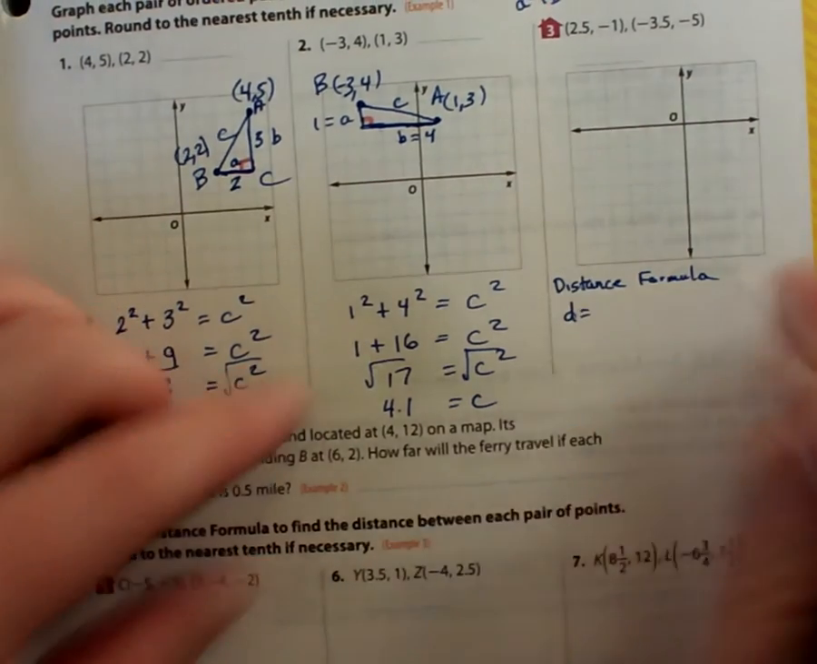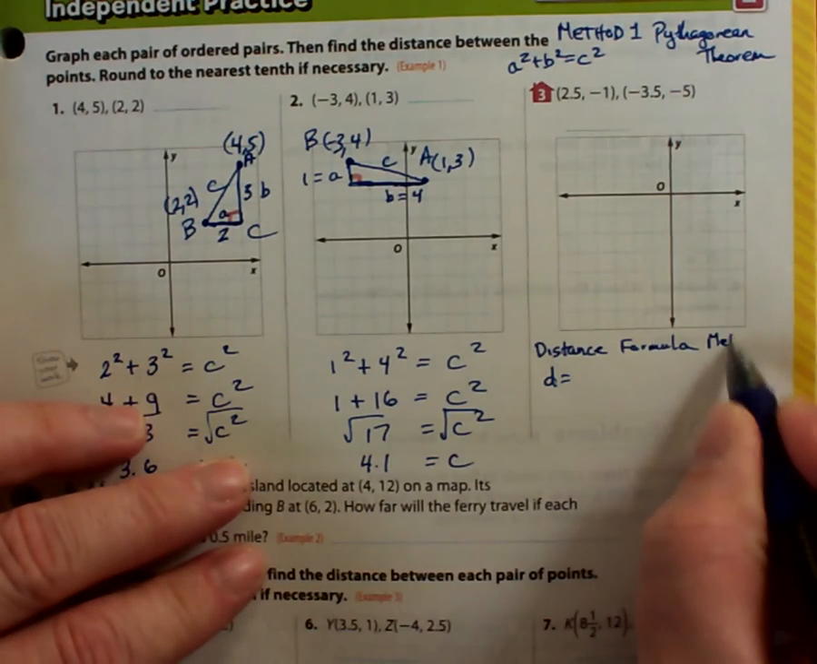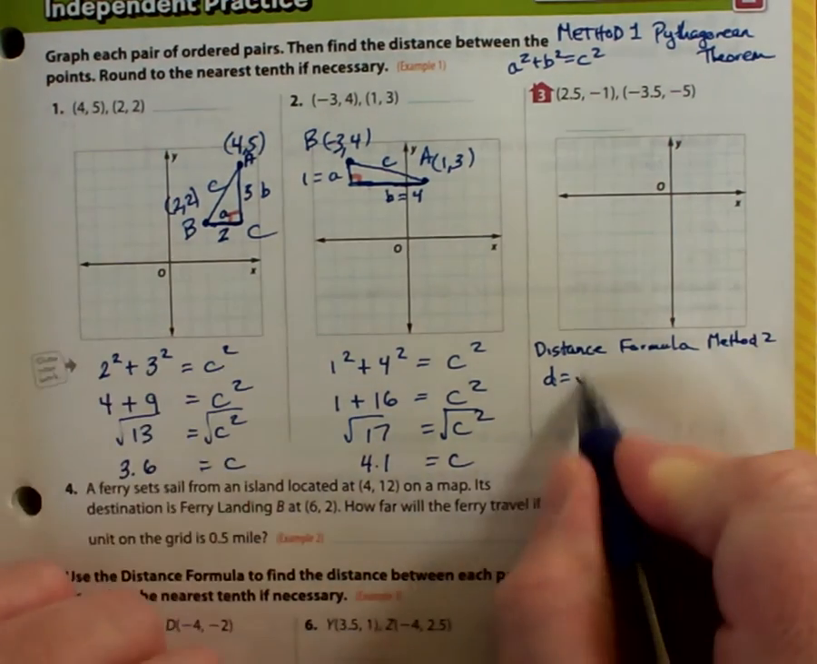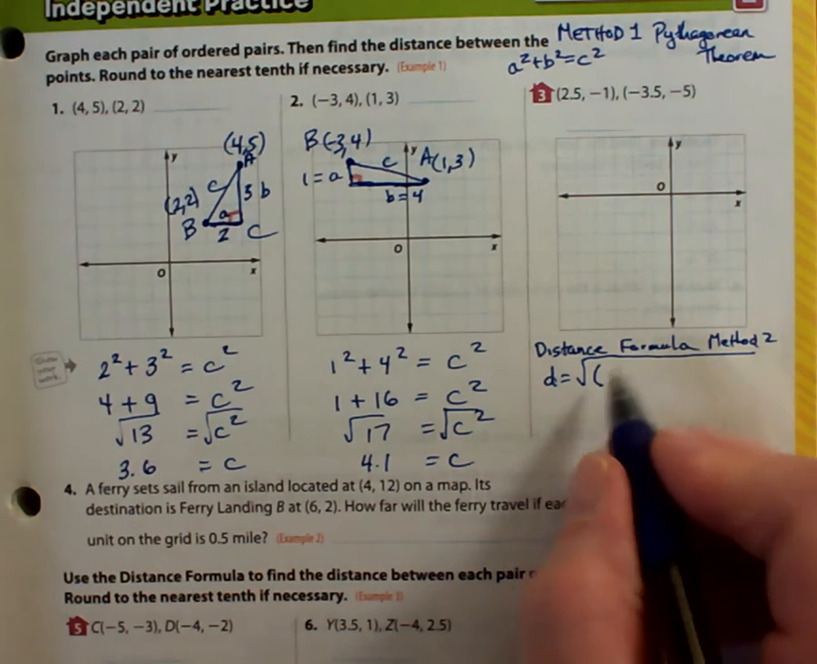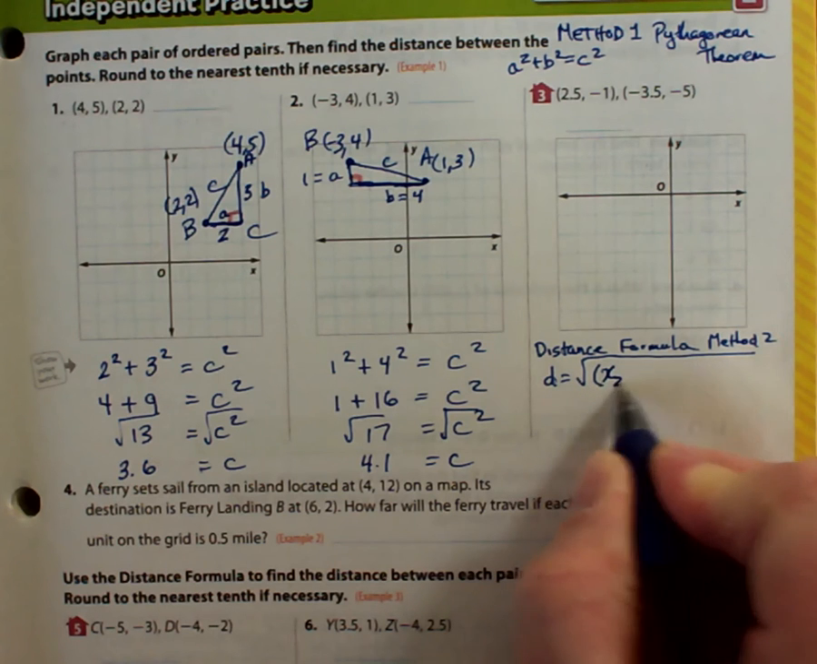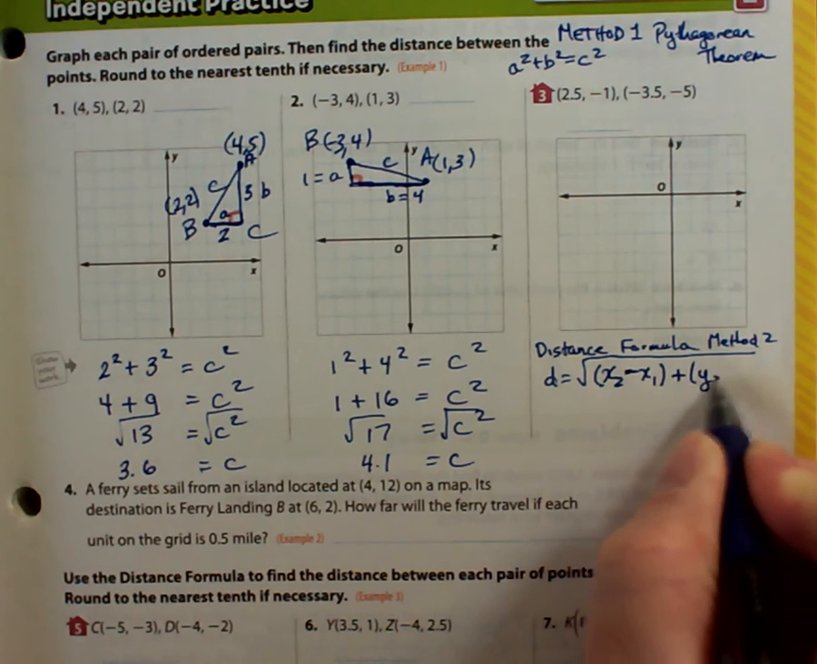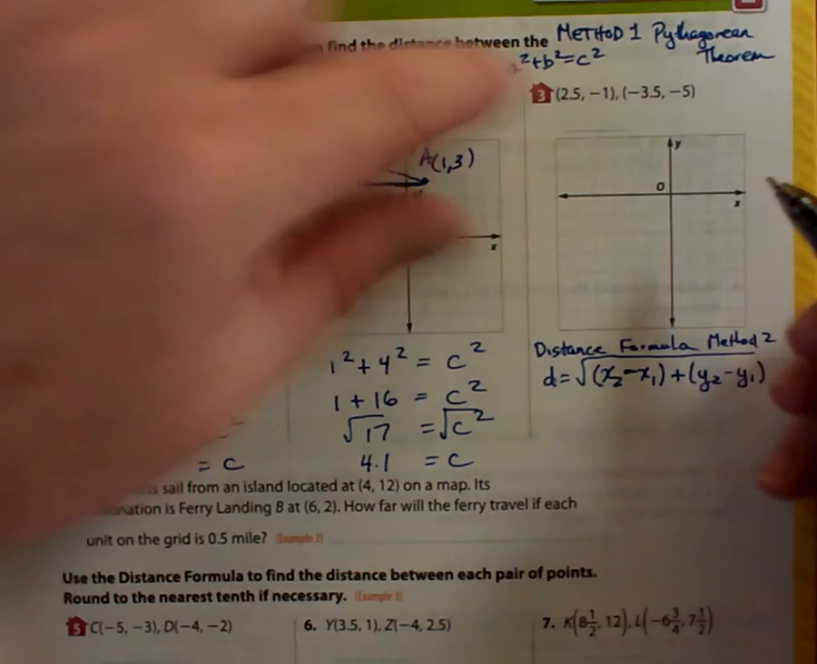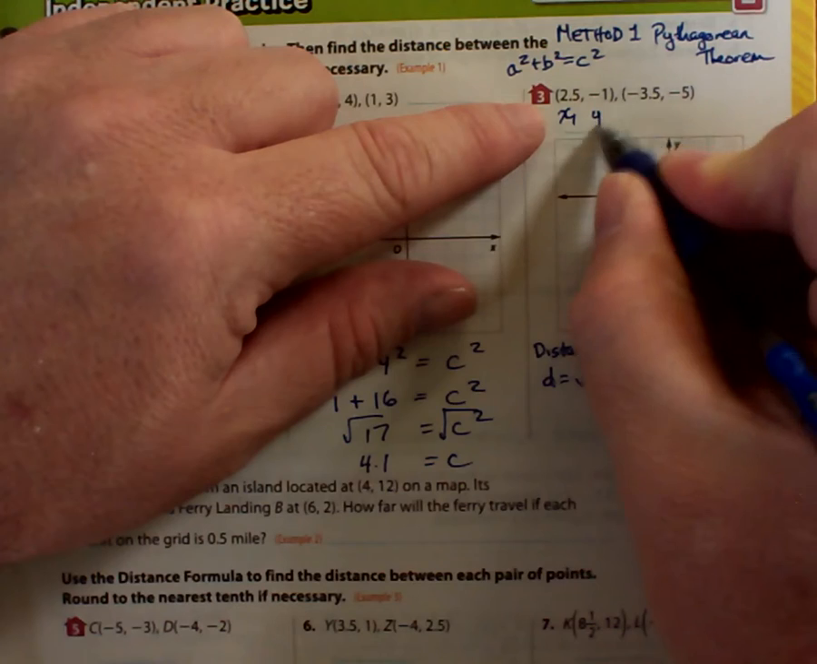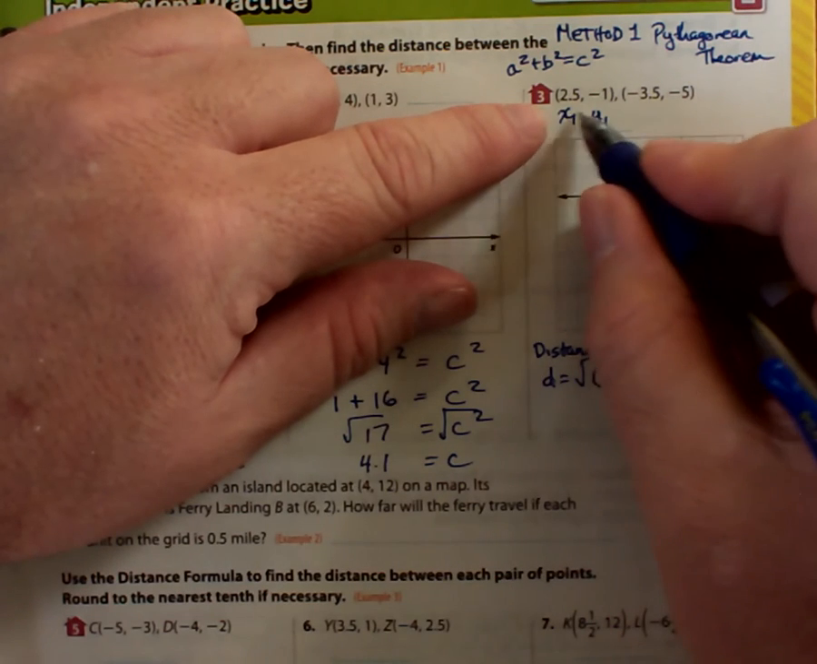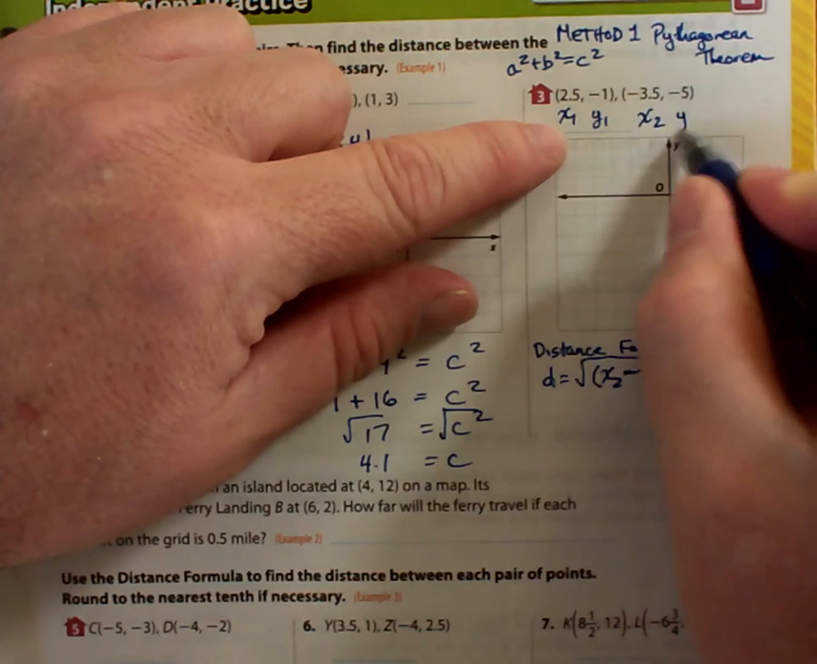D equals. So this is method 2. Put square root, begin parentheses. I'm looking back at page 434, and I see it's x2 minus x1. You subtract the x's. y2 minus y1. Subtract the y's. So we need to label these points. The first pair we would call x1, y1. That means it's my first pair of x and y. The sub numbers are not exponents. This is my second pair. And now I'm just plugging in.